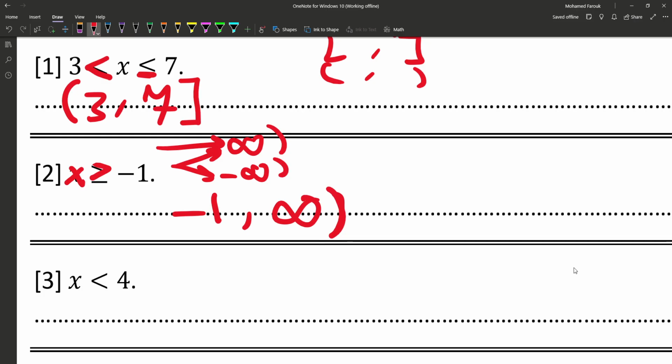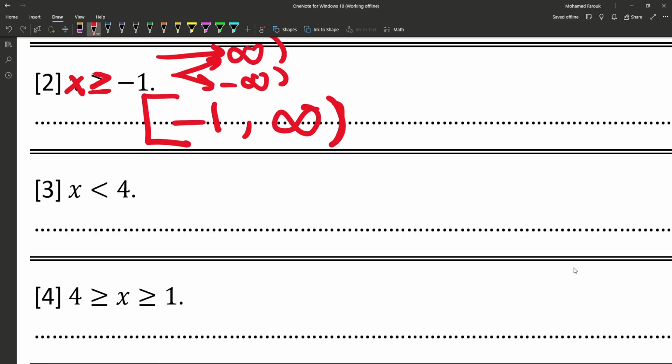About negative 1, do we use round bracket or square bracket? Okay, we have this line which is equal to negative 1. We're starting from negative 1, so it will be square bracket. Next one, we have only one number, so we'll go into negative infinity or infinity. Our numbers are getting smaller than 4 all the time, so it's going to negative infinity.